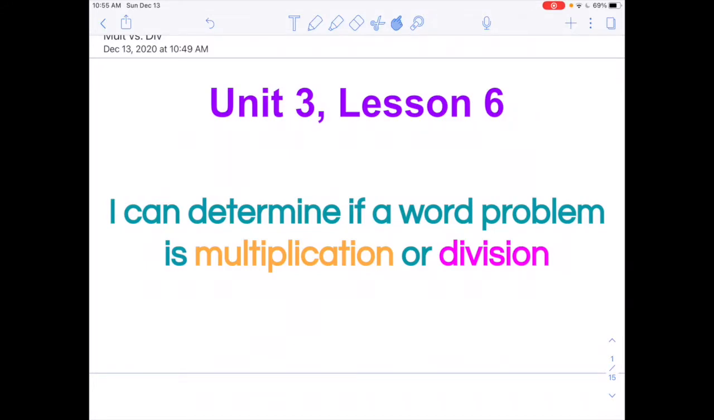All right, we are in Unit 3, Lesson 6. Our I can statement today: I can determine if a word problem is multiplication or division.